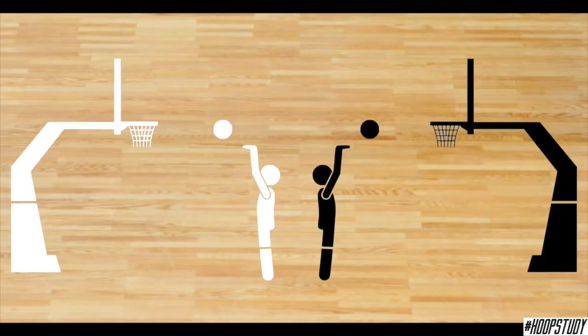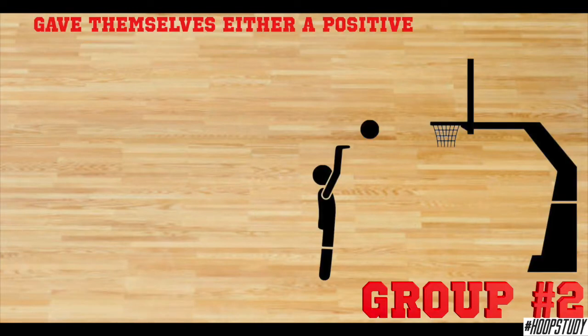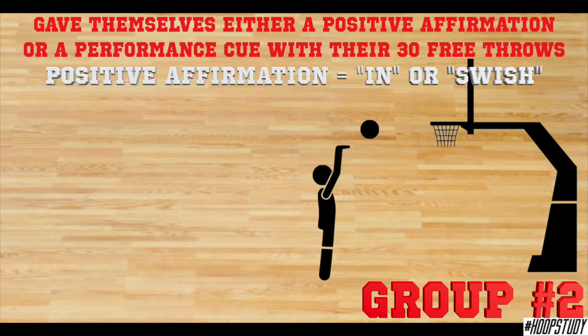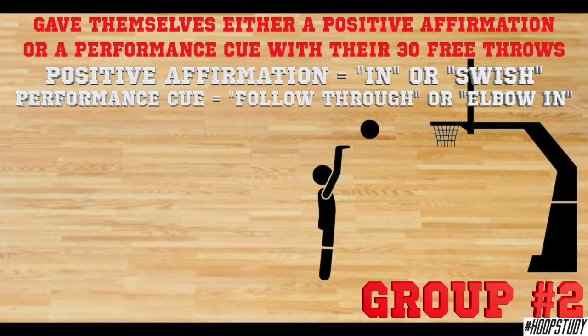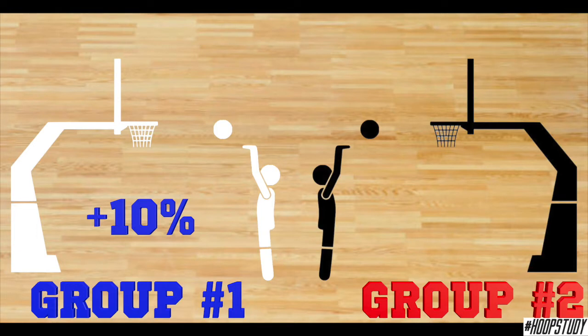Lastly, let's review self-talk. We did a study with one basketball team, and we split them into 2 groups. Group number 1 kept everything the same and just shot 30 extra free throws after practice. Group number 2 gave themselves either a positive affirmation or a performance cue with their 30 free throws. A positive affirmation is something like in or swish, and a performance cue would be something like follow through or elbow in. When we finished this study, we saw that group number 1 increased their free throw percentage by 10%. On the opposite end of the study, group number 2 saw an increase of 35%.